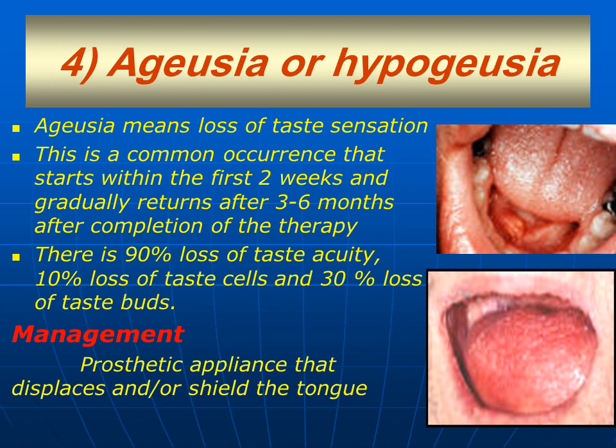Management will be the use of prosthetic appliances that displace and or shield the tongue, as you see in the picture. This shows atrophy of taste buds.